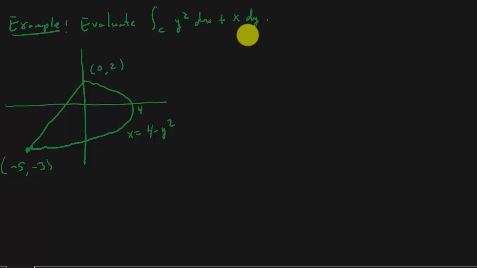We will call this our curve C1. We'll call this curve C2. We got two curves there. So the first thing we want to do is evaluate over the curve C1. Okay, we're going to split it up. So for part A, well, I guess it's not really part A, but it's C1. We'll call that part A. All right, so let's get the equation for this line right here, going from negative 5, negative 3 to 0, 2.